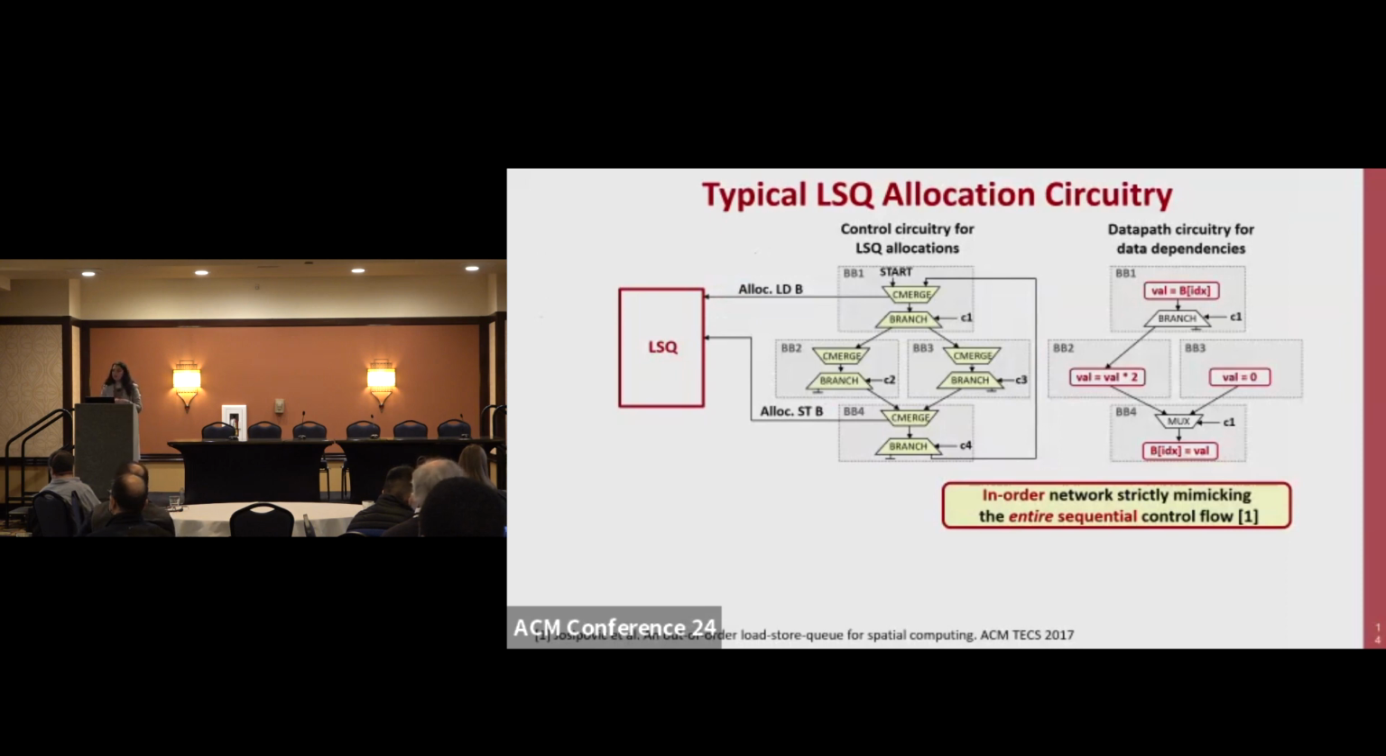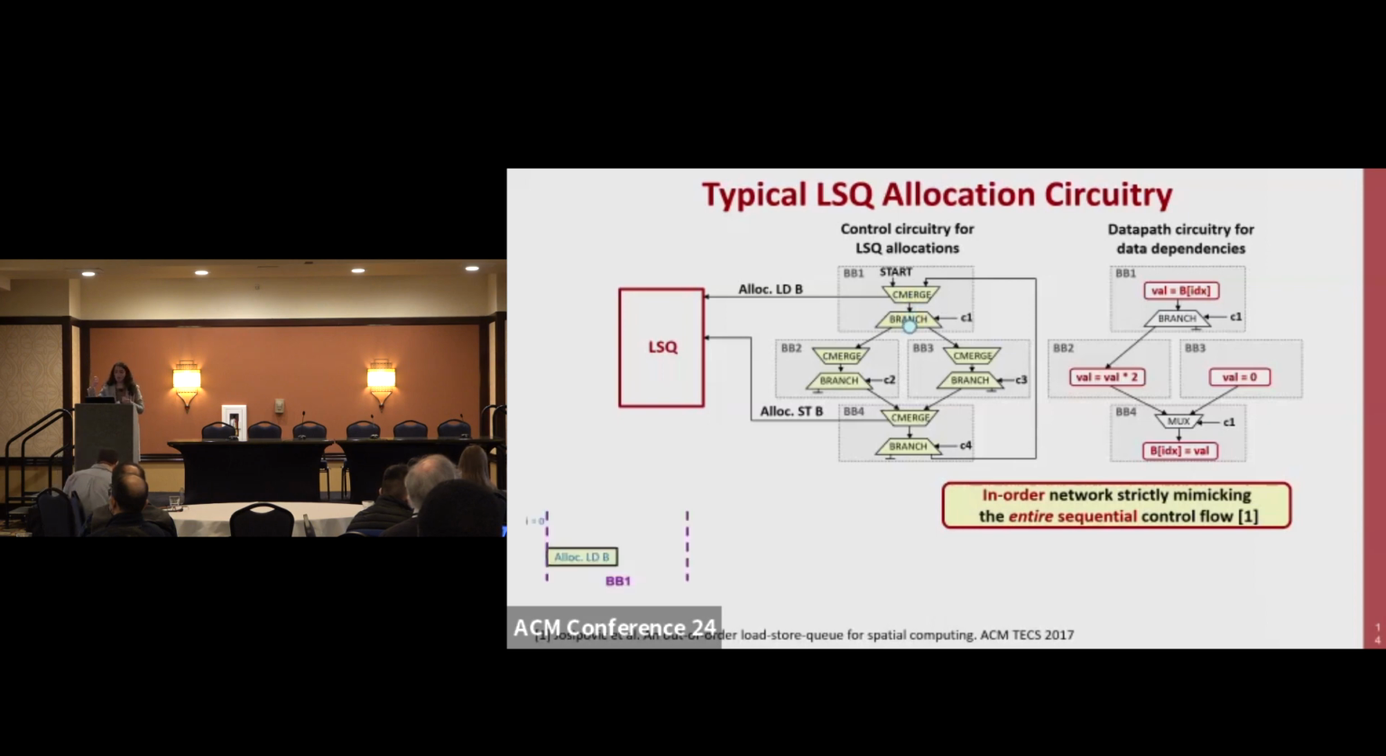However, I must say that the proposed solution is very conservative, as you will see in a minute. Let me say what the solution is about. The solution says, why don't we construct an in-order network that strictly mimics the entire sequential control flow? What does this mean? Let's see a simulation. So we have a token, our data abstraction. It starts in basic block 1.